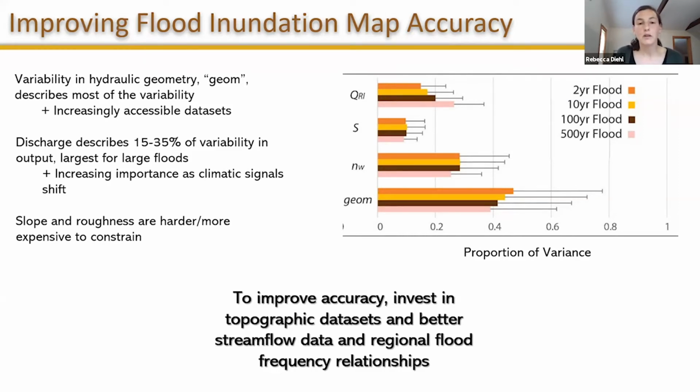This slope and roughness here are definitely important, and when there are opportunities to constrain them and reduce uncertainty, we definitely should take those. But these are often more specific to a given area, and they're hard to constrain unless you have the opportunity to get on the ground and actually measure these variables. And so the focus should potentially be on this discharge and hydraulic geometry when we think about improving this effort.